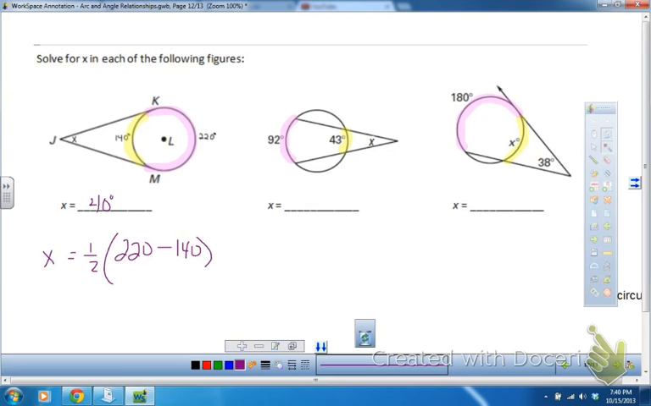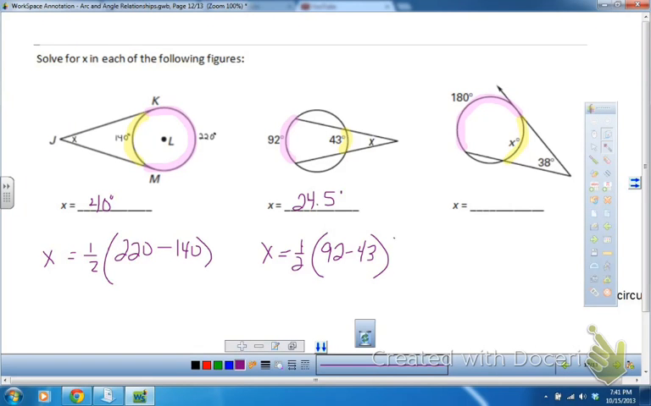On the next one, again, it's the larger arc minus the smaller arc. So you take the larger arc 92 minus the 43, and you take half of that, and that's going to give you the measure of that angle. 92 minus 43 gives us 49. If you take half of that, you would end up with 24.5 degrees for the angle.